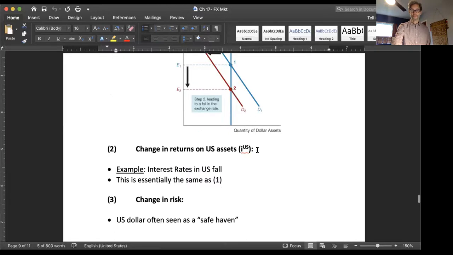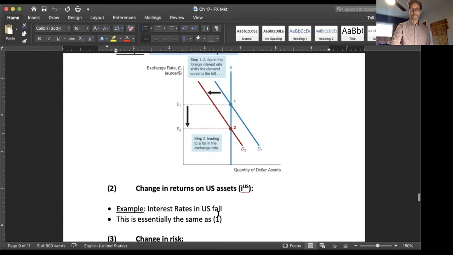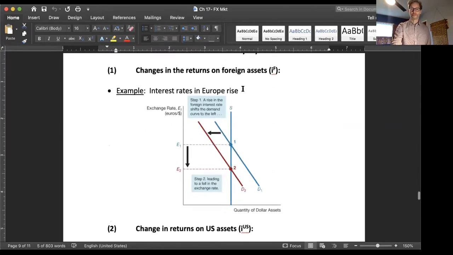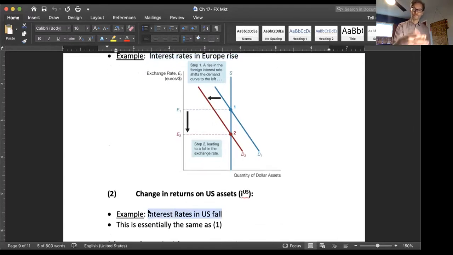Likewise, interest rates in the US impact what's happening to the dollar. For instance, what happens if interest rates in the US fall? Same thing. That would reduce the demand for dollars and reduce the dollar exchange rate. 1 and 2 are essentially the flip side of the same problem, right? If interest rates in Europe rise relative to the US, that's the same as saying that interest rates in the US fall relative to Europe, right? So it's the relative interest rate here that matters. If both the foreign interest rate and the US interest rate go up by the same percent, it's not going to change anything. It's the relative change between the two that matters.